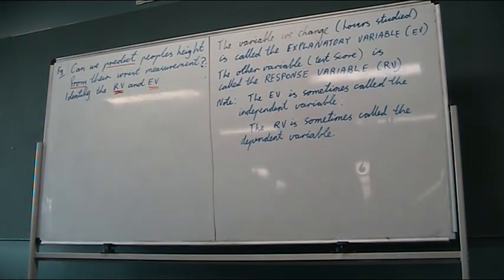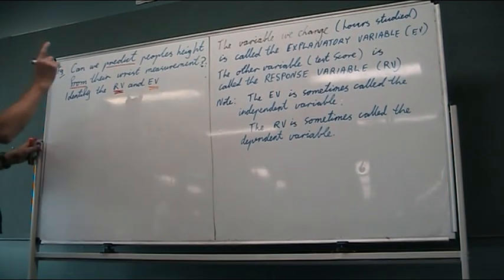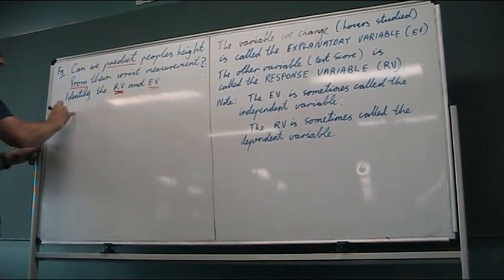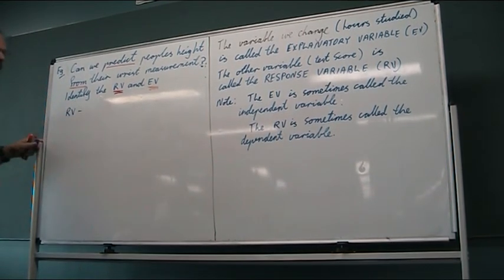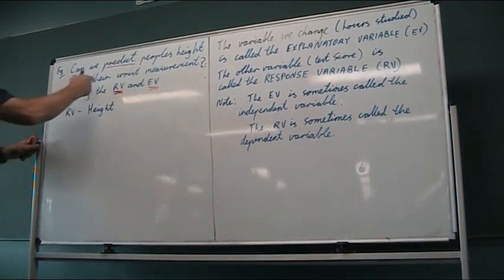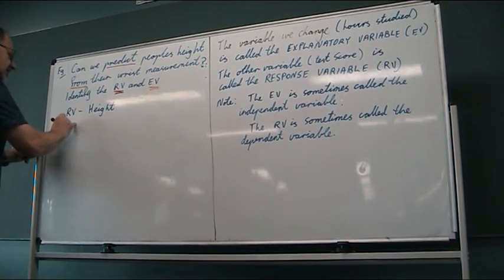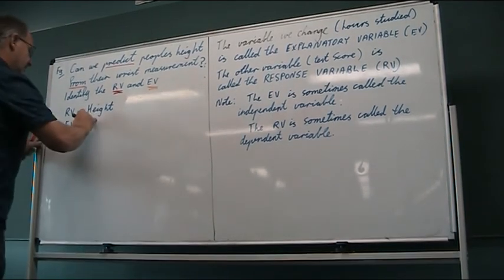So in this case we're wanting to predict the height. We want to use the wrist to predict the height. The height's the thing we're wanting to predict, so that would be our RV. We're wanting to predict the height by doing what? From the wrist measurement. So we're going to use the wrist measurement to predict the height. So the thing that we're using would be the wrist measurement.